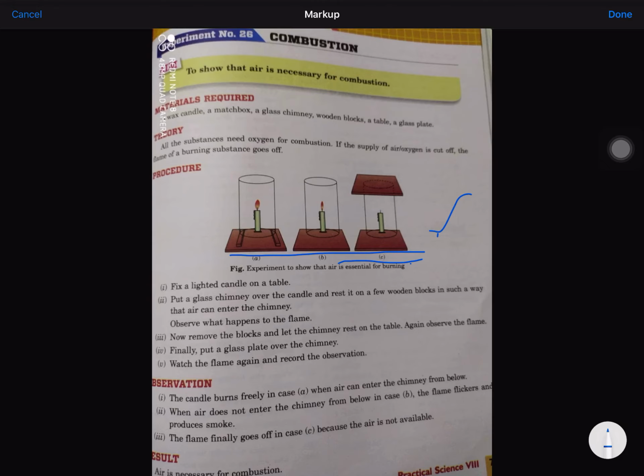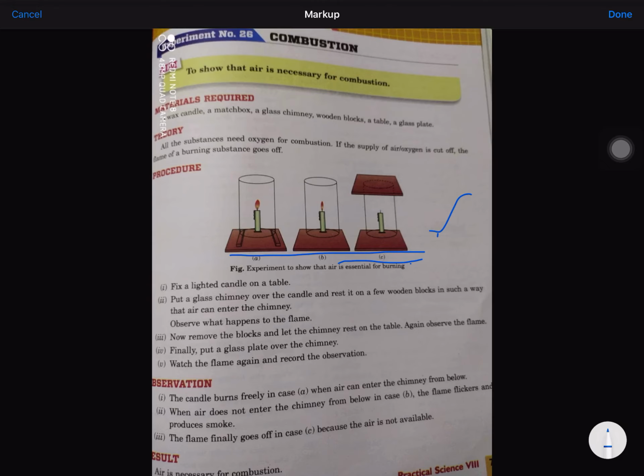In the first picture you can see plenty of oxygen is available, that's why the flame is burning properly, with air from the upper side as well as from the lower side. And in the second case, the oxygen is available from the upper side, not from the lower side. There is no exchange of gases because the lower end is closed. That's why the flame flickers.